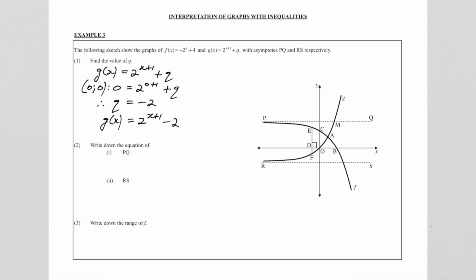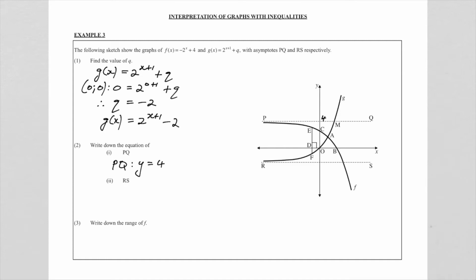So we can write it down there so that we know that asymptote is at 4 because of the shift of the graph, 4 units up. So that means we can now say that the equation of PQ is y = 4. This, you must write down the equation. You can't just say 4 only. You must say y = 4.